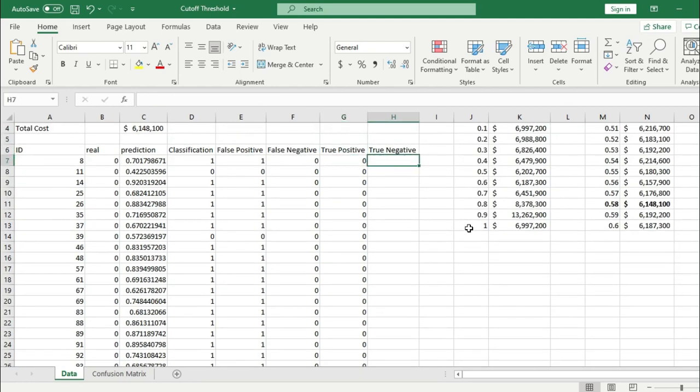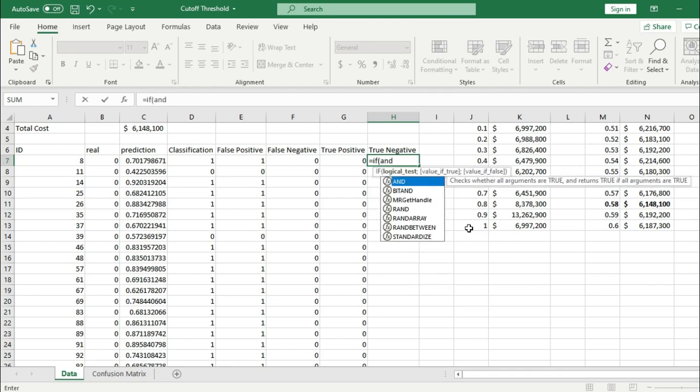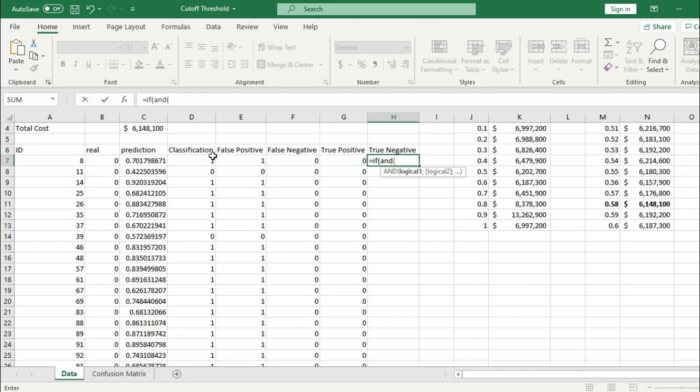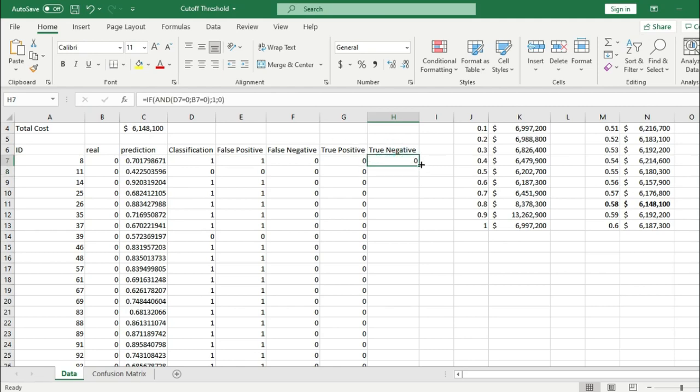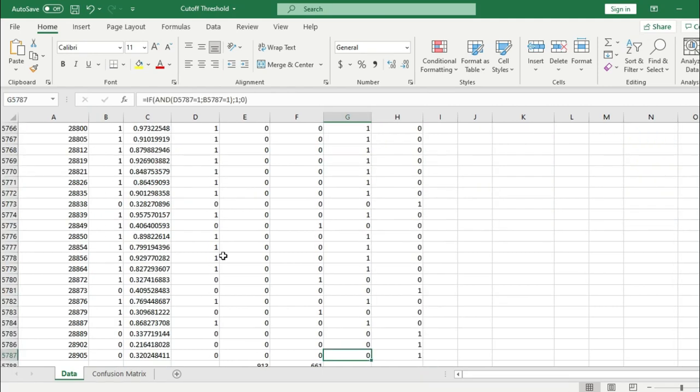Now let's compute the true negative. So we will use the function IF and the function AND, and in this specific case the true negatives are the ones that I predicted as 0 and that were actually 0. So the prediction was 0, this F7 is 0, and B7 is equal to 0. If both conditions are true, then give me a 1, and if not, give me a 0. Then we have the true negative. We copy and paste this.